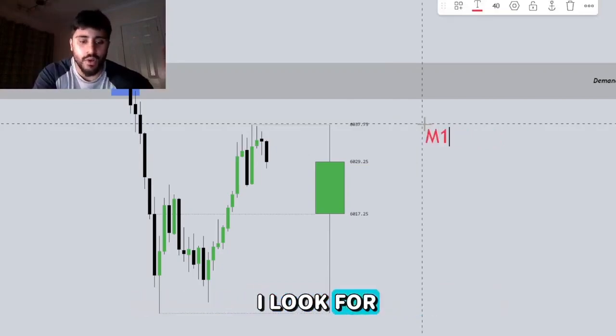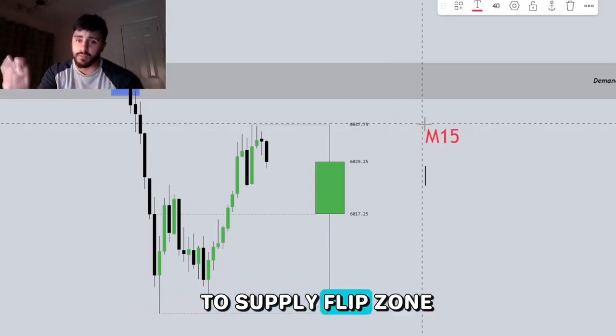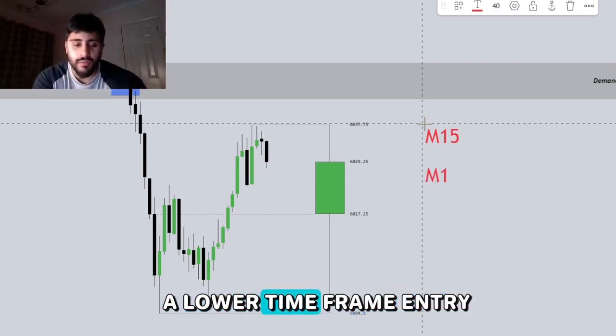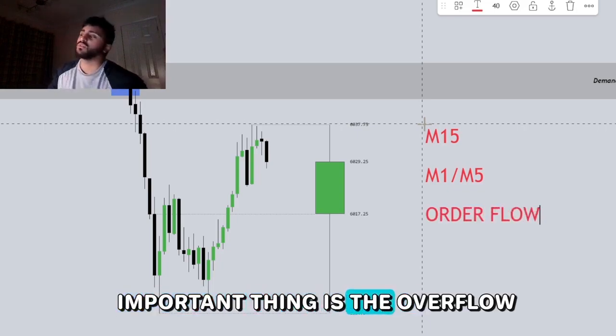Three things I look for. Only three things. We want to look for an M15 fair value gap or a demand to supply flip zone. We're looking for that fair value gap. That's very important. Then I want to see a lower time frame entry, either the 5 minute or the 1 minute. And then the most important thing is the order flow.